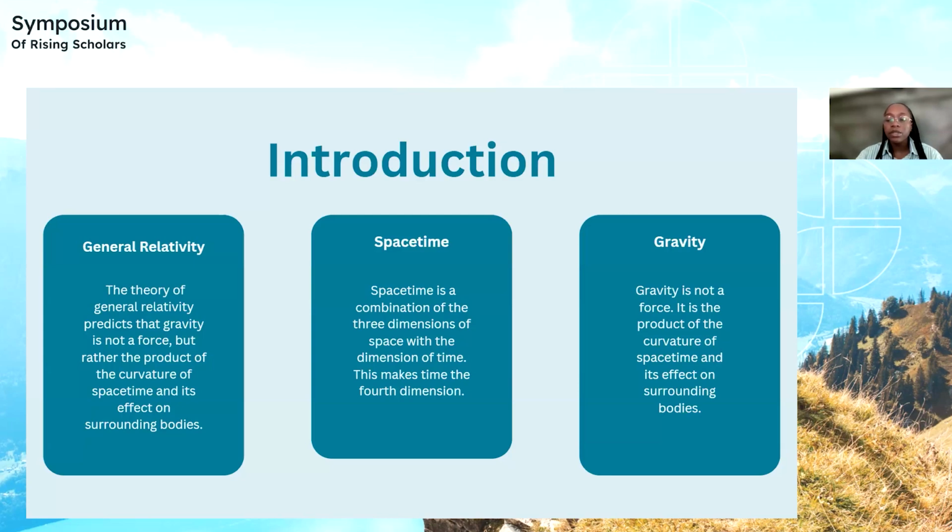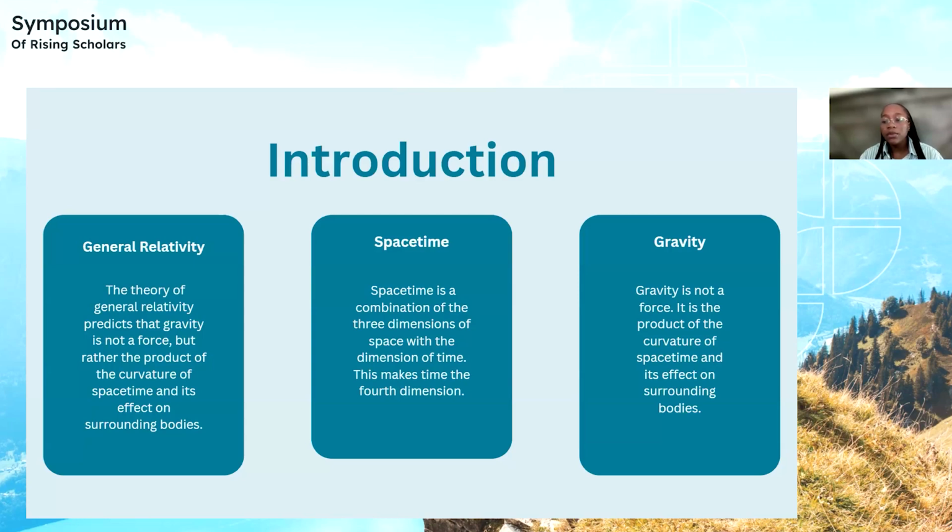The second thing we need to know is spacetime. Simply put, spacetime is the space in which time exists, but a more complicated way to say this is that spacetime is a combination of the three dimensions of space with the dimension of time. The third thing we need to know is gravity.